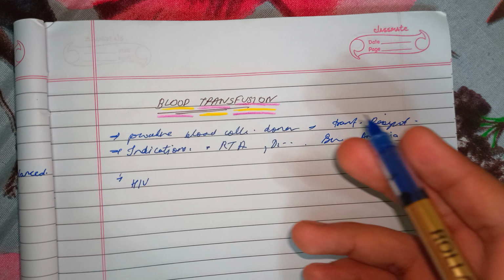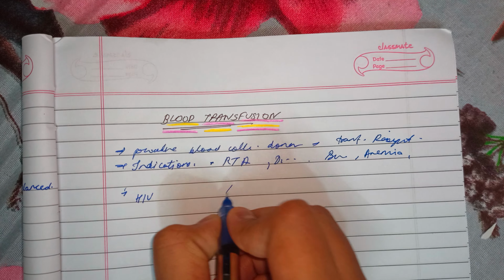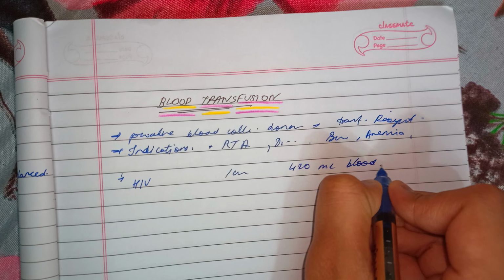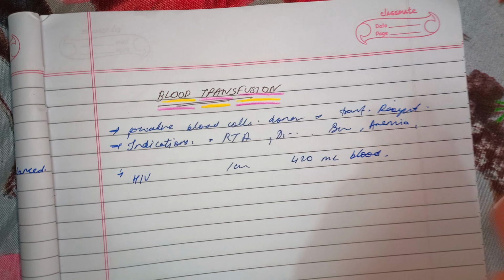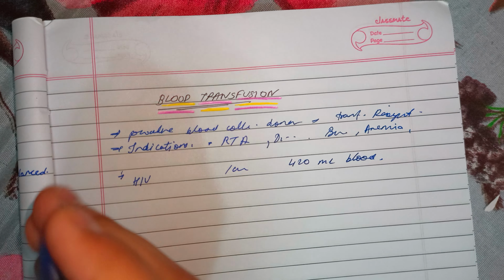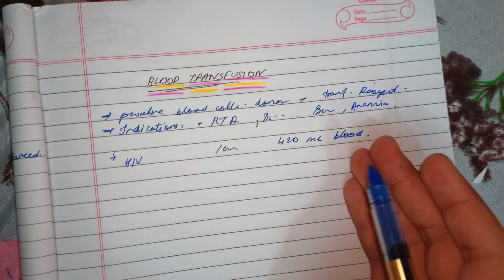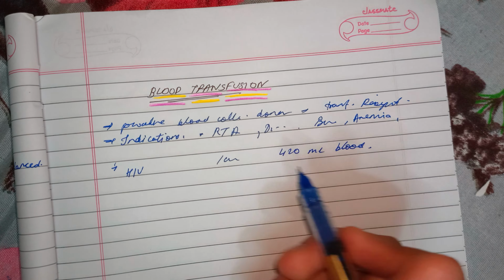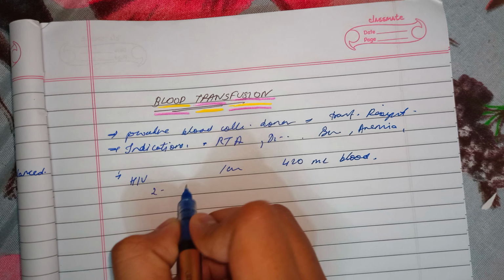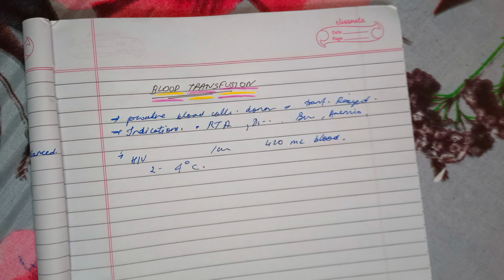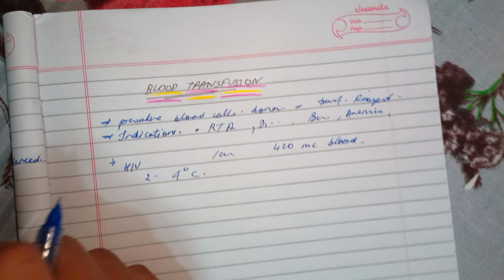Then, 1 unit of blood. What is 1 unit of blood? 1 unit of blood is 420 ml of blood. You should remember this. It is very important. 420 ml of blood is collected, and it is stored. It can be maximally stored within 3 weeks, like its shelf life, from the time of collection. It's stored at 2 to 4 degrees Celsius in a blood bank. You have a blood bank in your medical college, or if you don't, no worries, you must be having one in your cities or major hospitals.